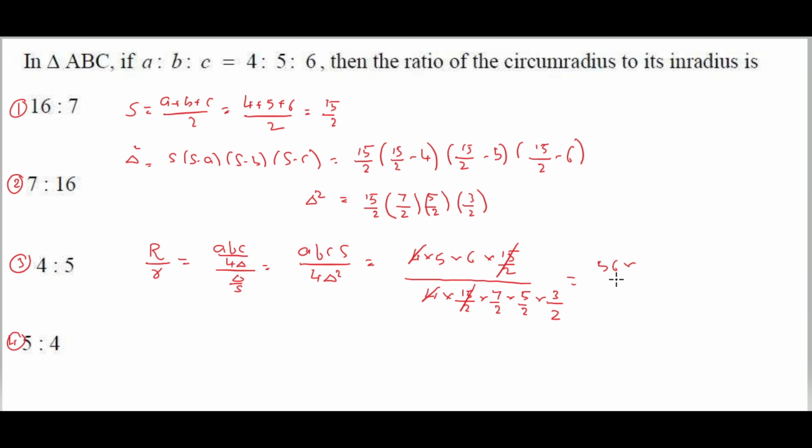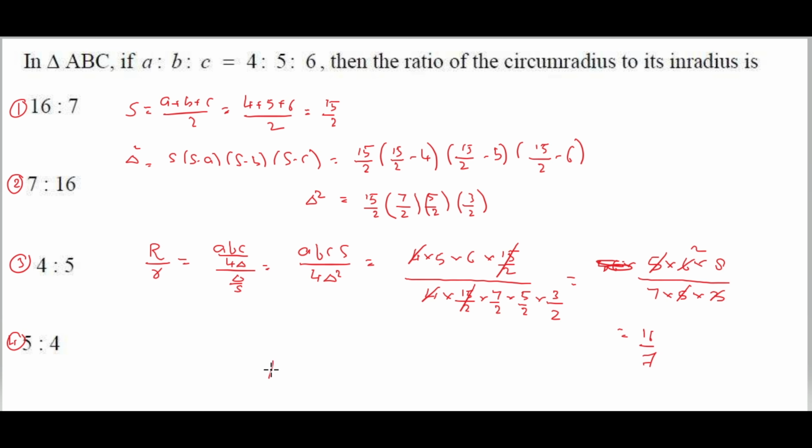5 into 6 into 2 into 2 into 8, that is 8 by 7 into 5 into 3. Here 5 cancels and 3 cancels two times, that is equal to 8 into 2, 16 by 7.